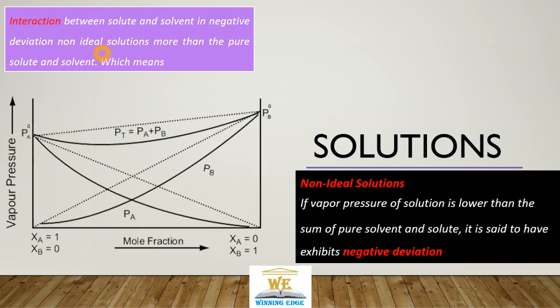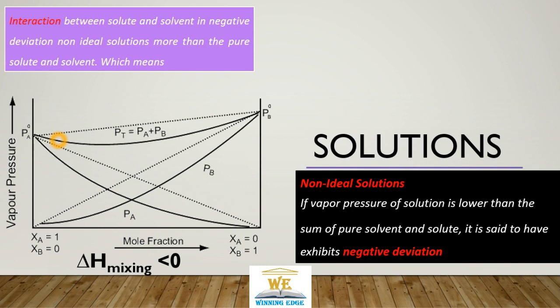Let's have a look at a diagram. Here we see the total vapor pressure at any point is less than the summation of the pure solvent or solute. For example, this is a pure solute. At this point, this is the ideal vapor pressure of the solute, but it is lower here. This is the ideal vapor pressure of the solvent, but it's lower here. And at this point, this is the ideal vapor pressure of the total solution, but it's lower than the ideal vapor pressure of the solution.